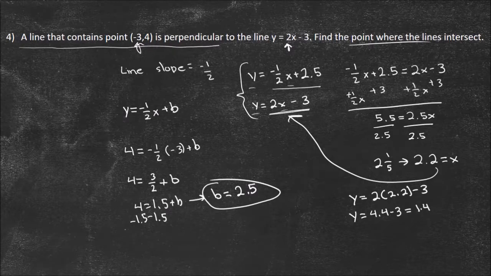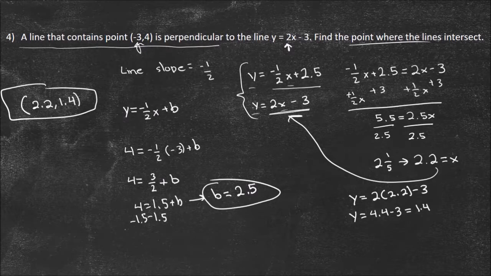So the point where they intersect, I'm going to write right here. This is the answer to the problem. It's going to be the x value of 2.2, the y value of 1.4. That is where the lines intersect. And the key here is knowing what that means, so let me draw our coordinate plane. Let's have 2.2 here, 1.4 here.